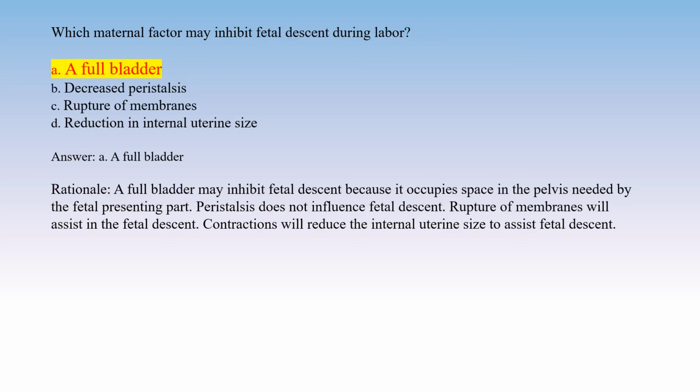Answer. A. A full bladder. Rationale. A full bladder may inhibit fetal descent because it occupies space in the pelvis needed by the fetal presenting part. Peristalsis does not influence fetal descent. Rupture of membranes will assist in the fetal descent. Contractions will reduce the internal uterine size to assist fetal descent.